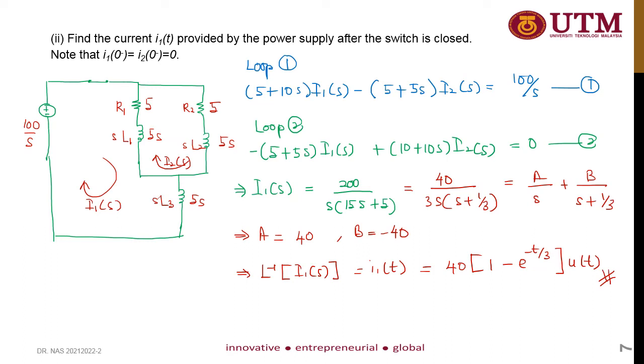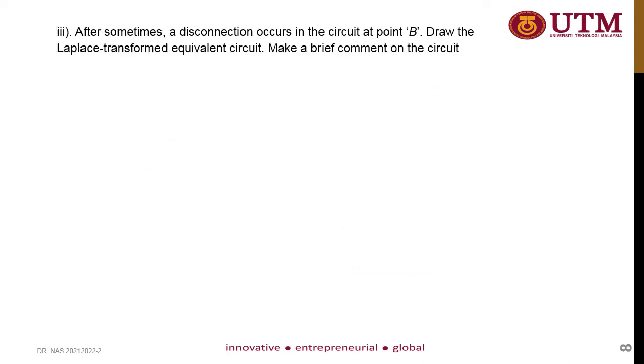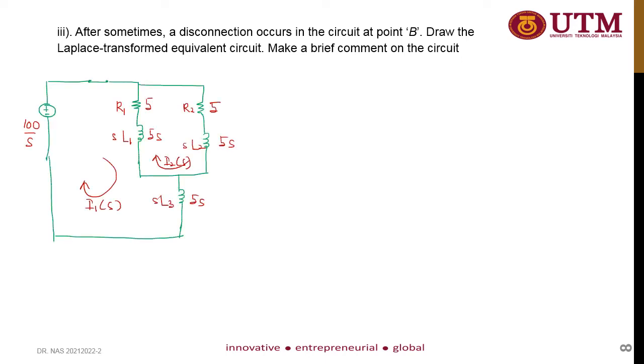So this is your final answer. Okay, third question: after some time, a disconnection occurs in the circuit at point B. You need to draw the new Laplace transform equivalent circuit and justify your answer. So from the first and second conditions, this is the Laplace transform circuit at t equal to 0 when the switch is closed.